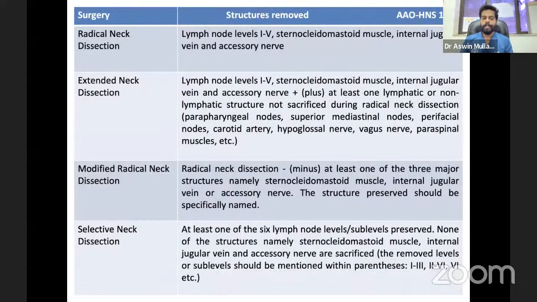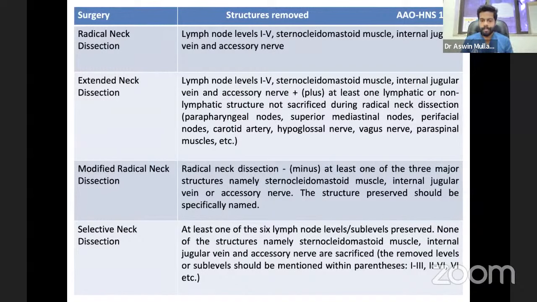Further, I'll be climbing up the ladder, it will be classified as selective neck dissection, modified radical, extended, then radical. Selective neck dissection is for node negative patients. Suppose you get a primary tumor and all your investigations, imaging, are finished, and you stage the disease as T1, T2 or T3 and N0. In that case, if you are doing a neck dissection, that will be a selective neck dissection.